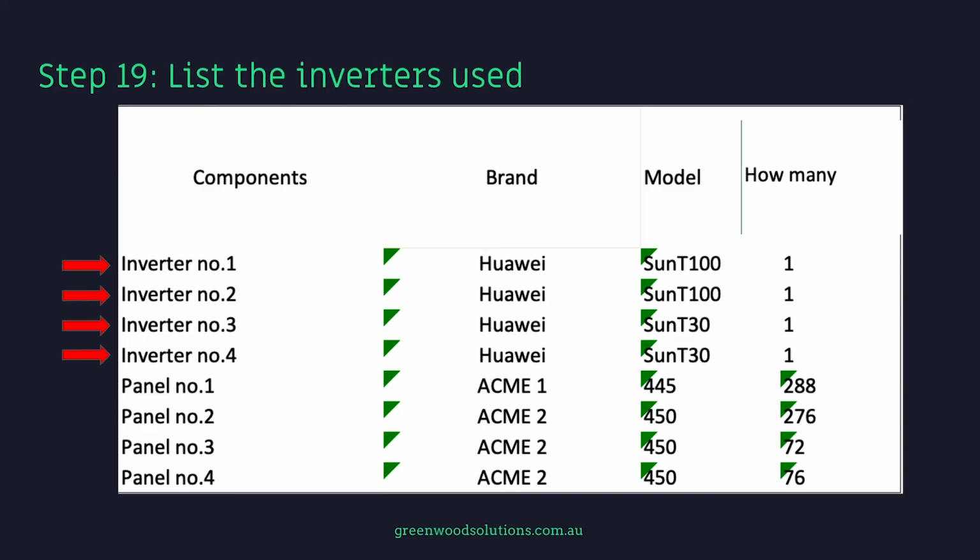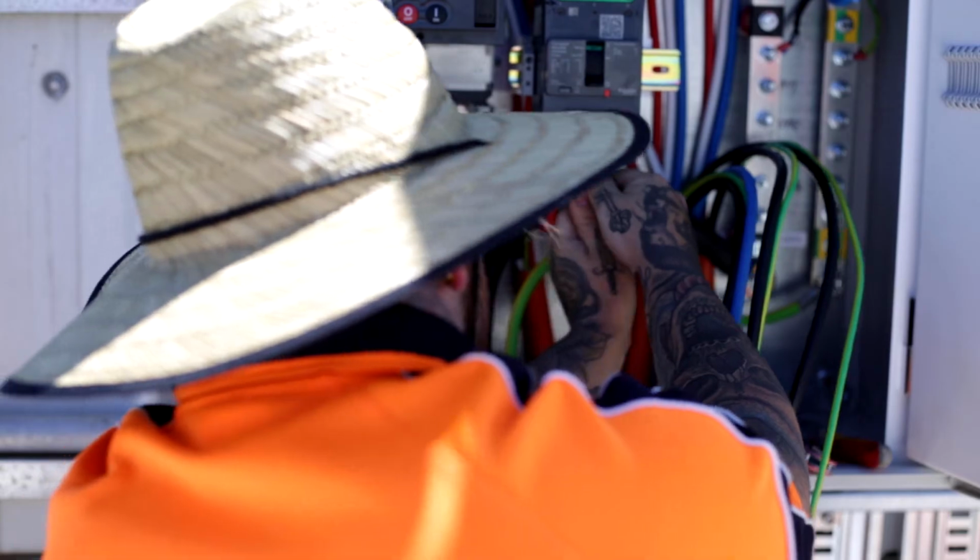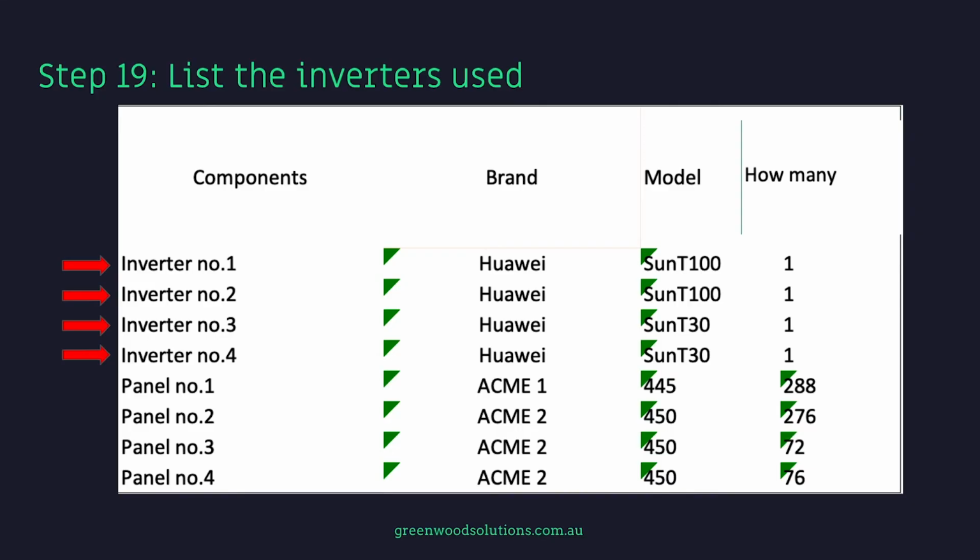Step 19, list inverters used. So we've got inverter number 1, number 2, number 3. They're all Huawei, and inverter 1 and 2 are the 100 kilowatt versions, and inverter 3 and 4 are the 30 kilowatt versions, and there's one of each, so there's 4 inverters in total. The panel number 1, number 2, number 3, so that correlates with inverter number 1, number 2, number 3. You can see there the different panel models used and how many are used.